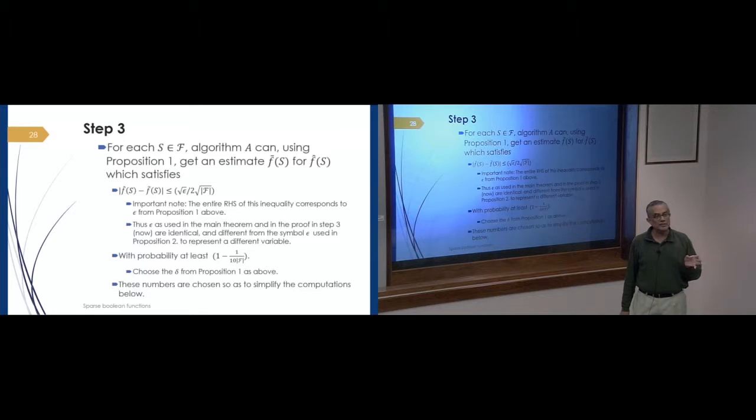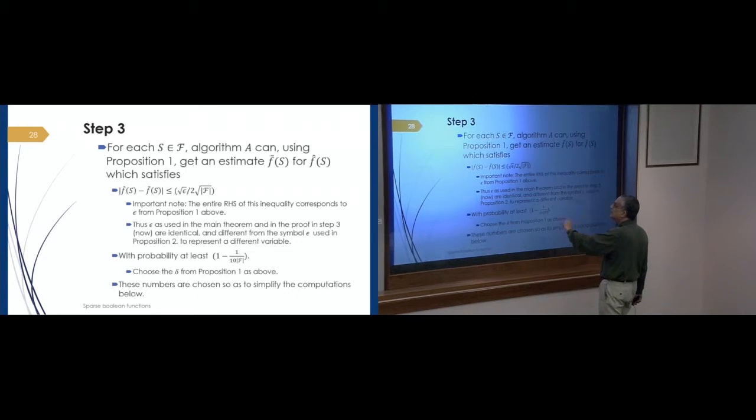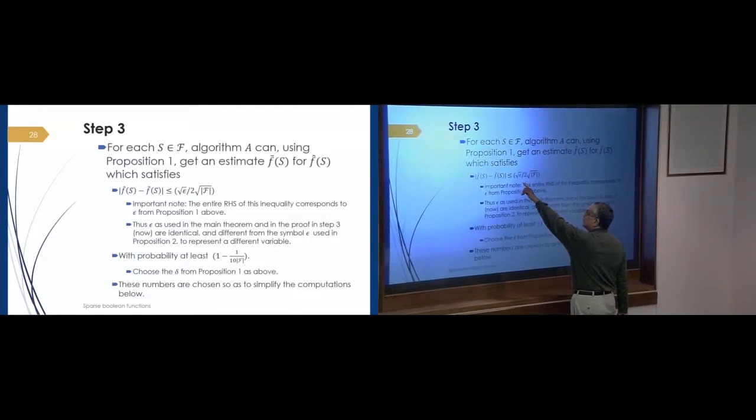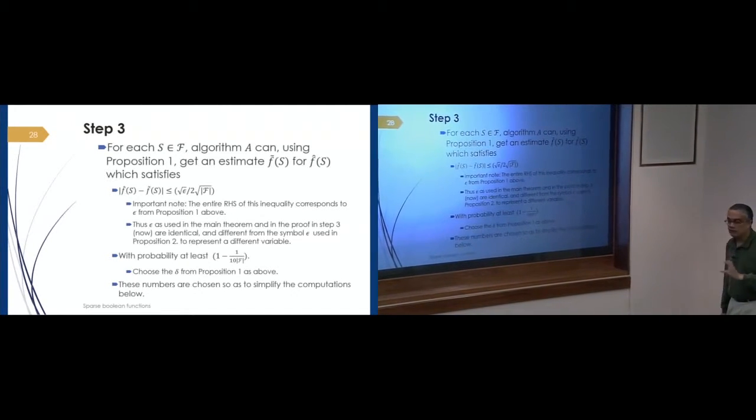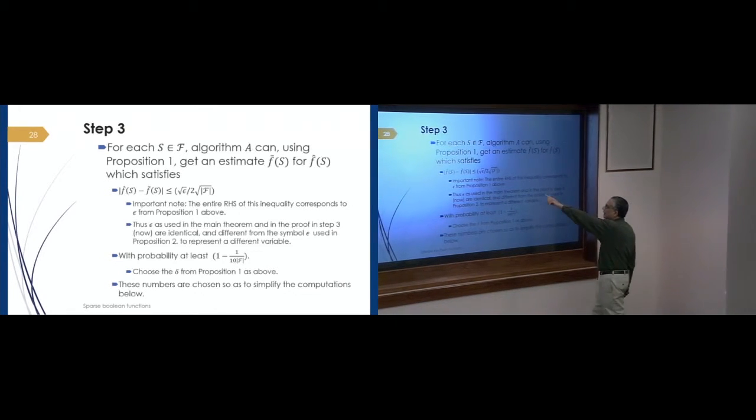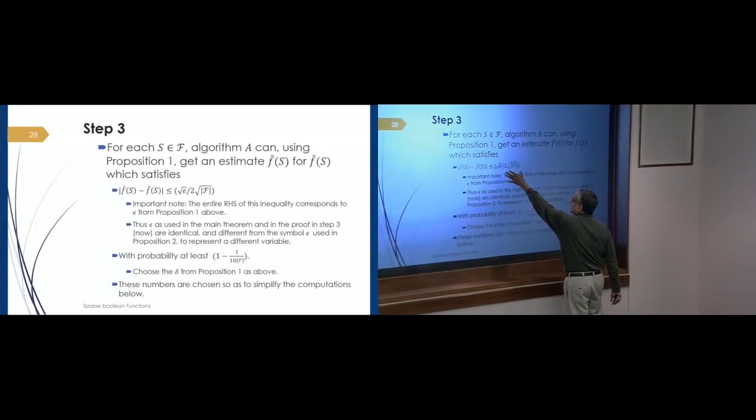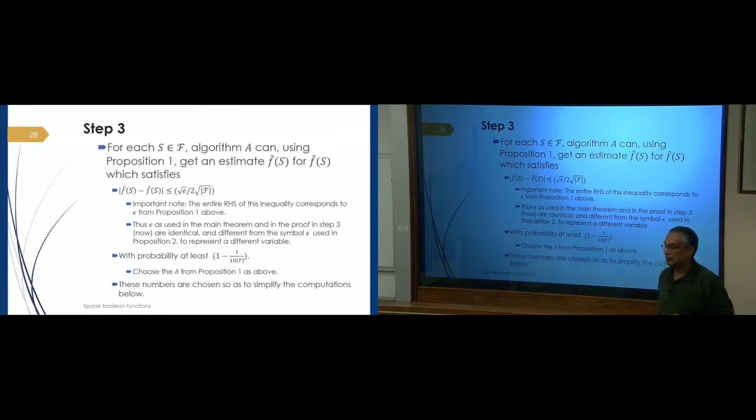But here we are switching gears and coming back to using epsilon in the same sense as the main theorem. So now we are back to the old epsilon. We have left the form of epsilon, which had a different meaning, which we were temporarily using in proposition 2, but they're related. So what we're saying is f hat S minus f tilde is less than or equal to square root of epsilon divided by 2 times square root of the size of this set F. And this entire right-hand side of this inequality corresponds to epsilon from proposition 1, basically.